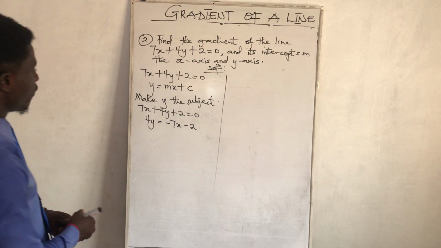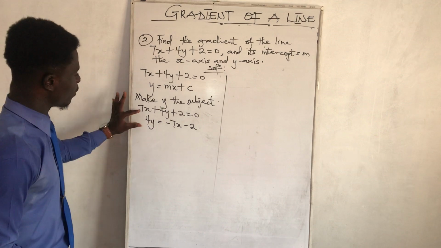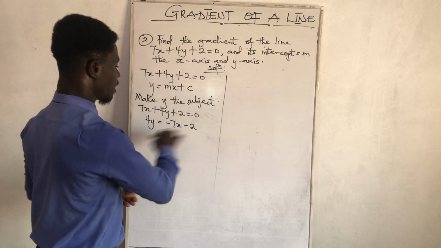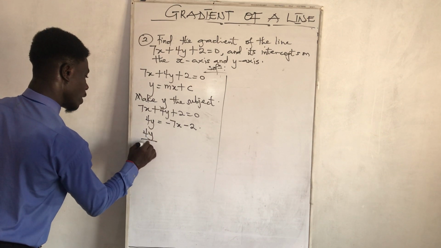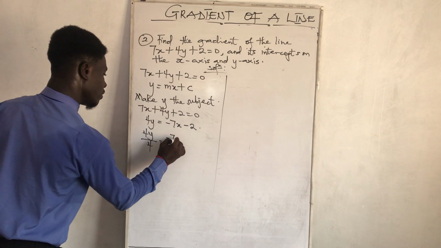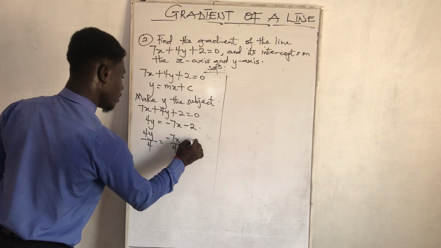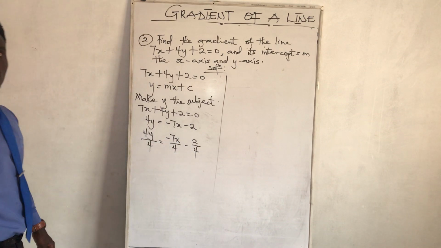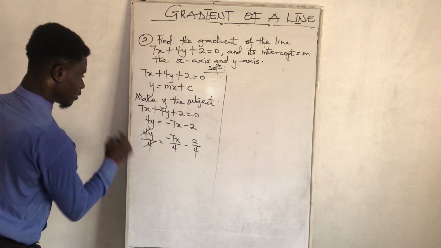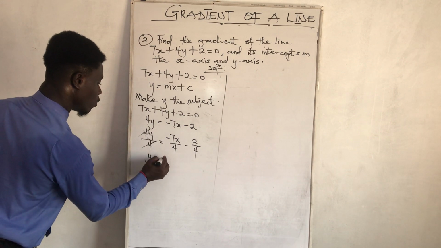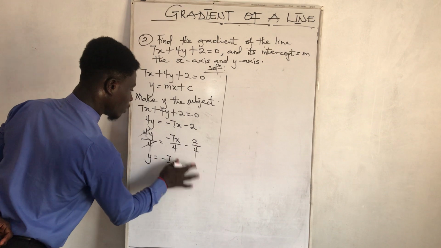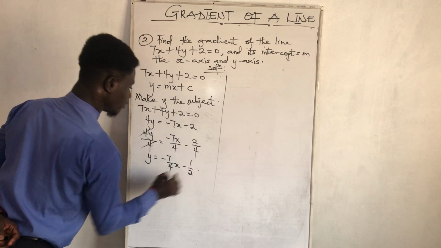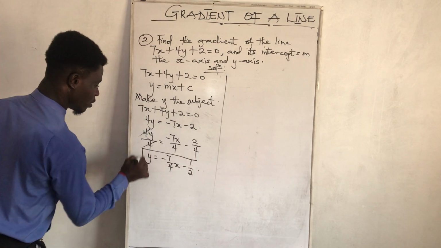Then again, we divide both sides by the coefficient of y, which is 4. So here I have 4y divided by 4, here minus 7x all on 4, then minus 2 all on 4. Right, so this one cancels. So I have y being equal to minus 7 on 4, x minus 2 on 4, which is half. So I can divide that. So I have this.